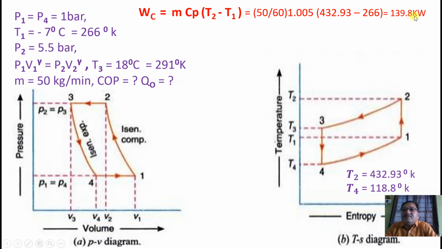So work of compression we will get in kilowatt. This is the specific heat. The value of specific heat is not given, but you must know this value. That is 1.005 kilojoule per kg per degree Kelvin.